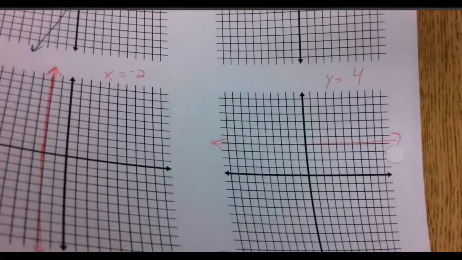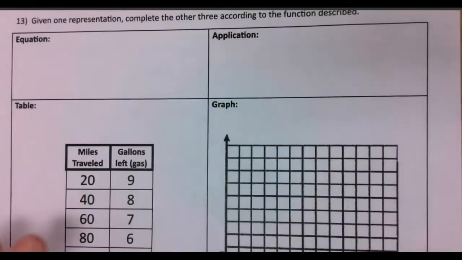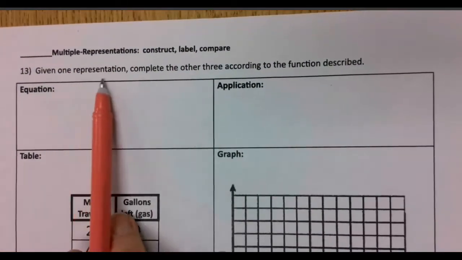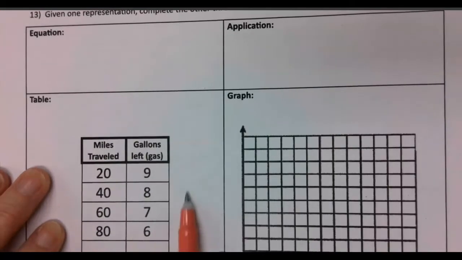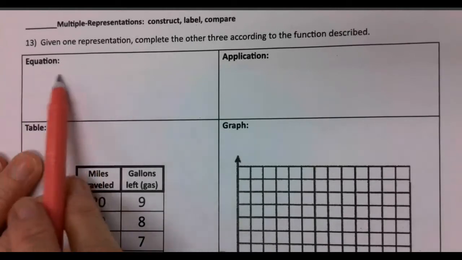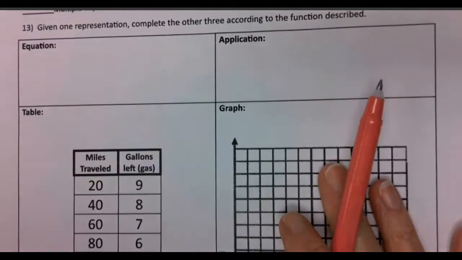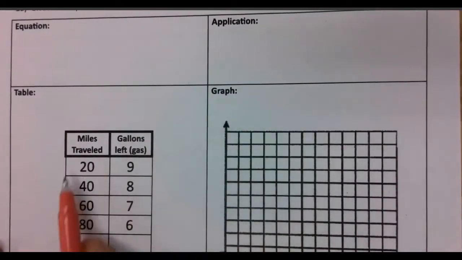Okay, good. The next thing we're going to be doing is that we are given multiple representations. So given one representation, complete the other 3 according to the function described. Me personally, I always start off by finding the equation no matter what is given. I think that's the algebra in me. It just makes more sense in an equation. So I'm going to start by finding my equation.